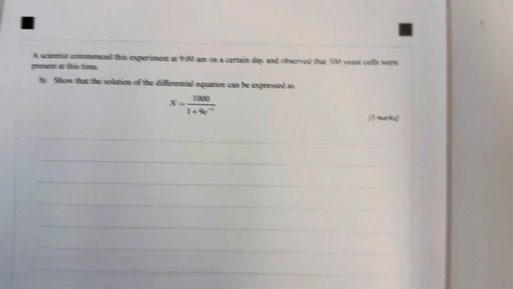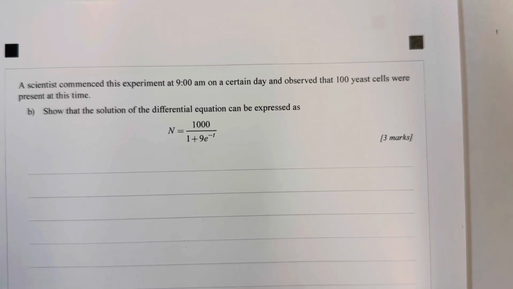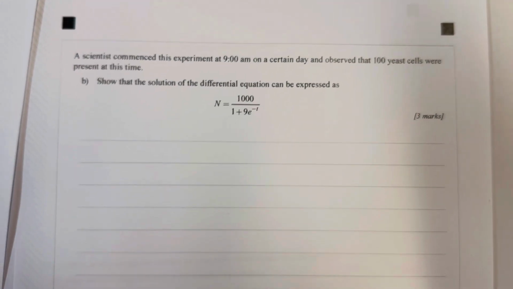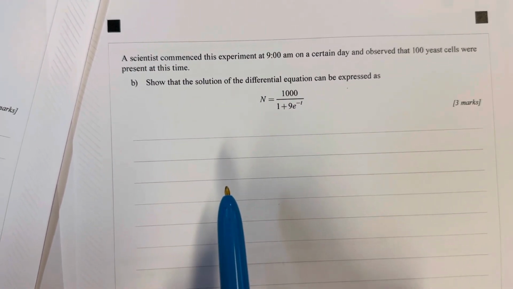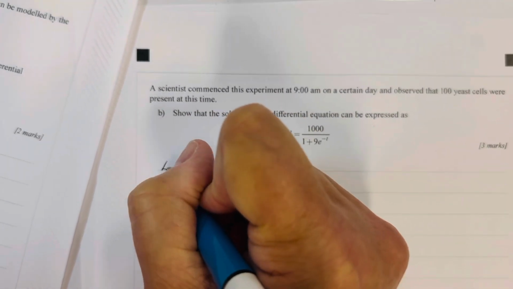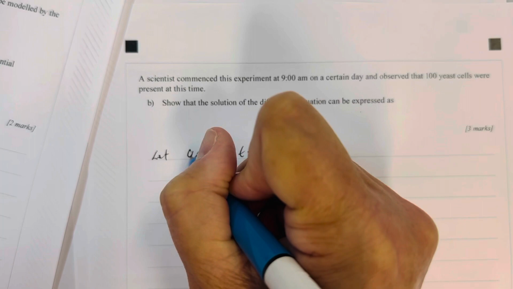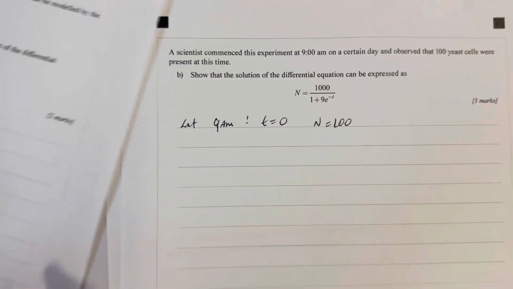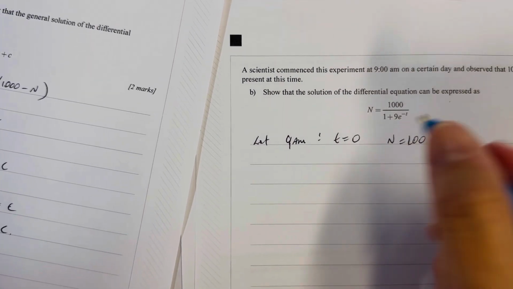Then we move to part B. Part B says, the scientists commenced this experiment at 9 a.m. on a certain day and observed that 100 yeast cells were present at that time. Show the solution of the differential equation can be expressed as. So we're going to say let 9 a.m. be t equals 0 and N equals 100 at that time. So essentially finding c, aren't we?